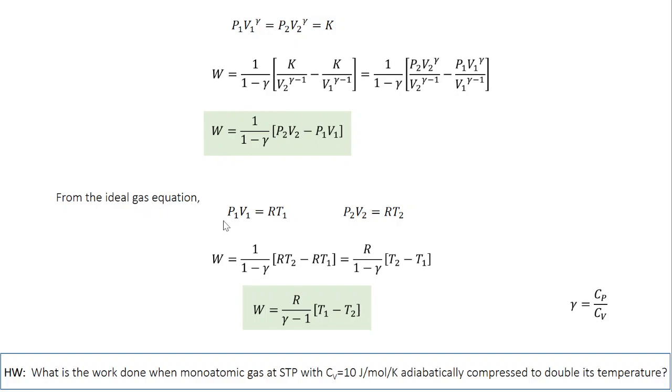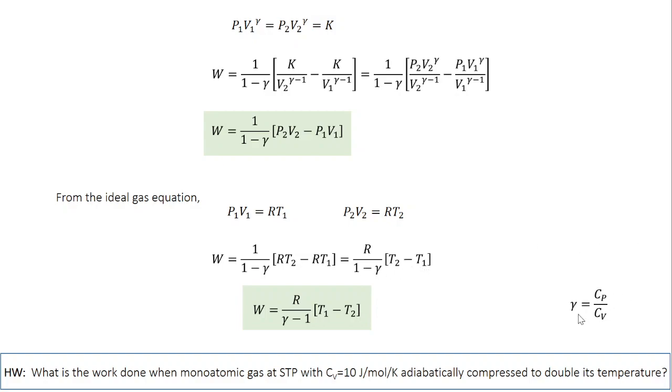We can simplify this even further. From the ideal gas equation, I can write PV equals RT. So P1 V1 is going to be RT1. Similarly, P2 V2 is going to be RT2. So my equation for work gets modified as 1 divided by 1 minus gamma, RT2 minus RT1. Take R outside. This is R divided by 1 minus gamma, T2 minus T1.